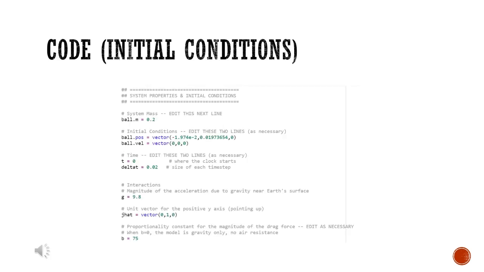Now for the computational model, you'll be inputting the same initial conditions. So the ball mass will be 0.2, the ball position will be obtained from the observed motion, and your gravitational value will be 9.8. You have to input your J hat, and the proportionality constant in this case will be 75.